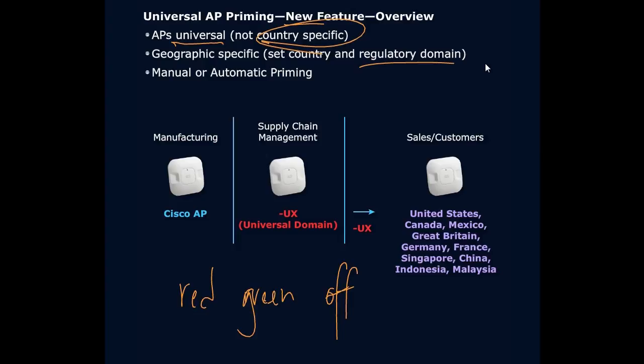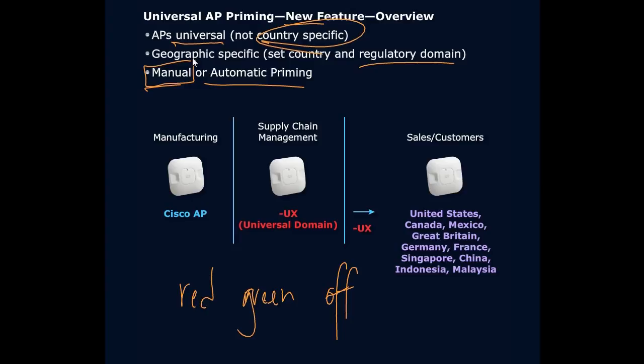Now there's two modes here. We can do manual or automatic priming. Automatic priming absolutely requires that you have one or more APs that have already been manually primed. Manual priming requires a mobile device of some type, like your smartphone or an iPad, and you need to download an app. We'll talk more about that later.